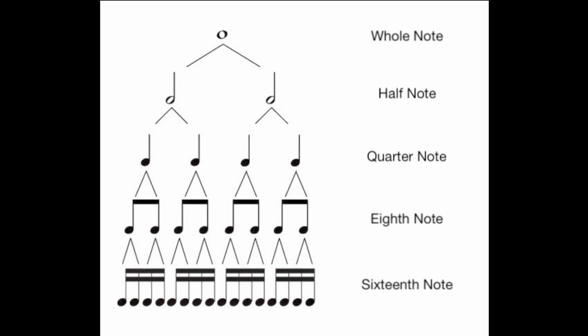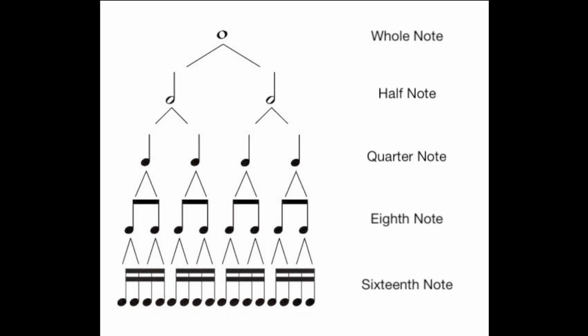So if you look at the tree, there's 2 half notes to 1 whole note. There's 4 quarter notes to 2 half notes. There's 8 eighth notes to 4 quarter notes. Notice how we're doubling the number of notes every time. 1 whole note, 2 half notes, 4, 8. And when we get to 16th notes, there are 16 16th notes during the same period of time as 8 eighth notes, as 4 quarter notes, as 2 half notes, and 1 whole note.